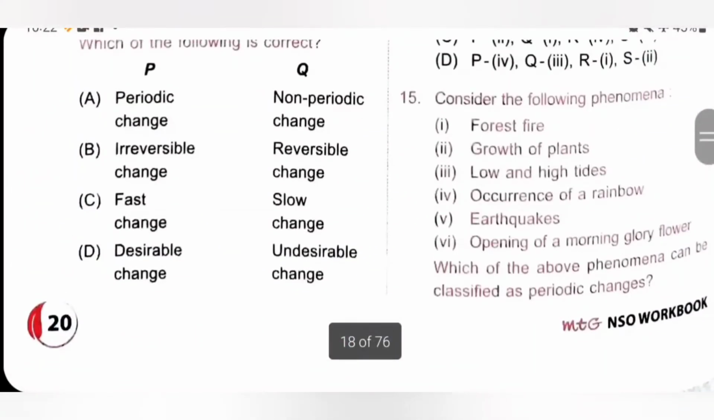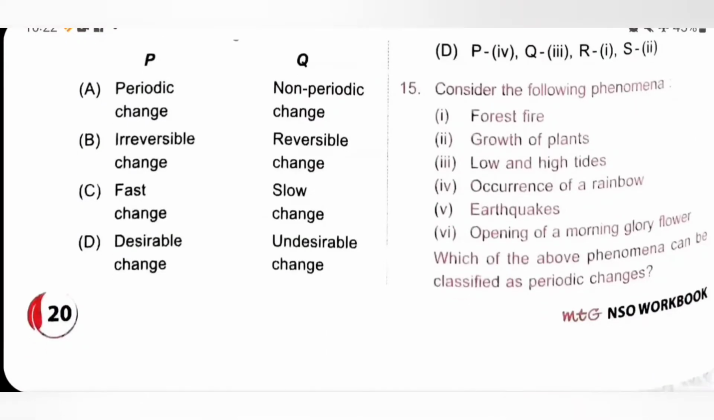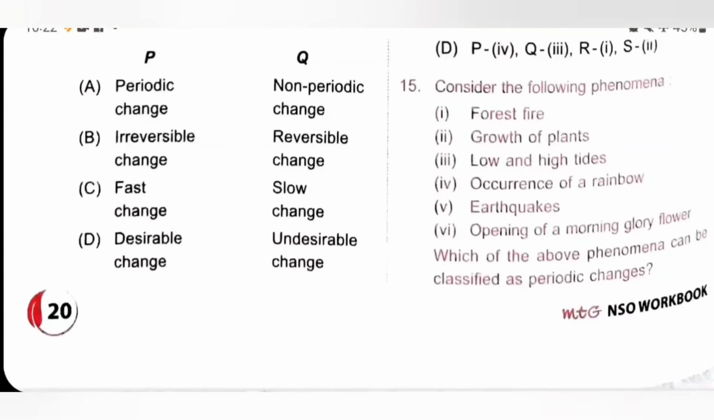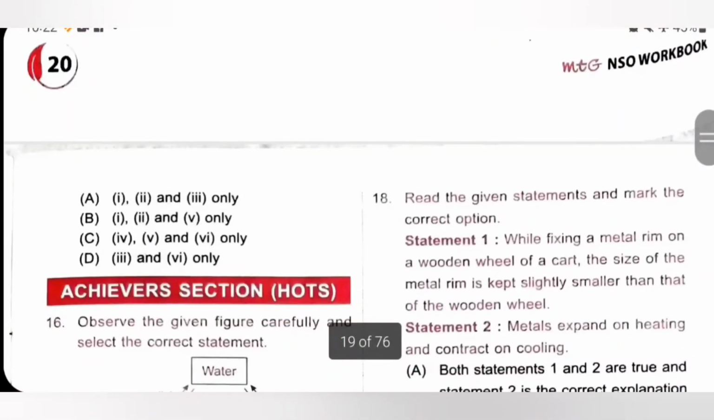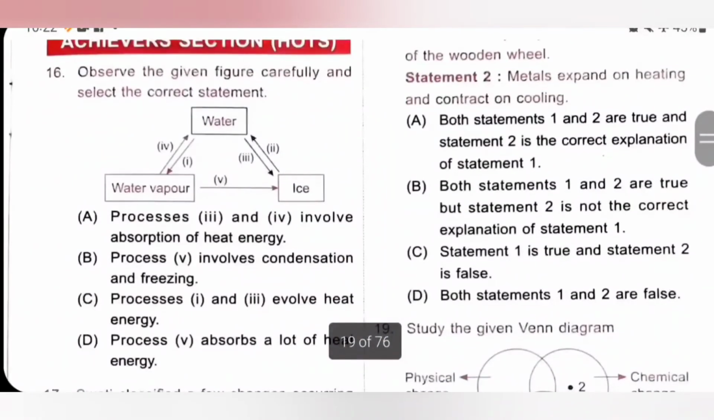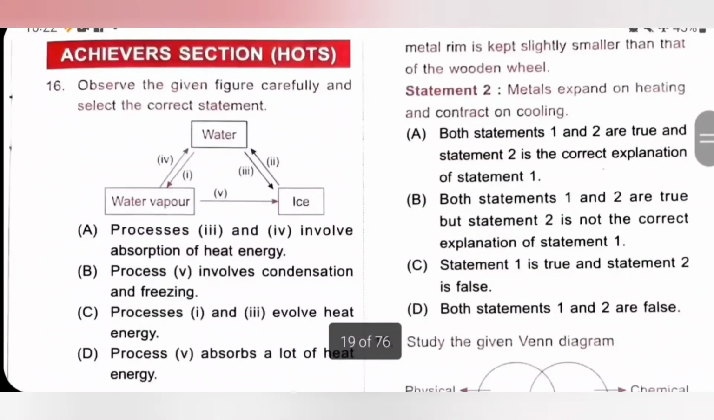Periodic changes are the changes which keep on repeating themselves after a regular period of time. So, low and high tides and the opening of a morning glory flower are examples of periodic changes. So, 3 and 6 only. That is option D, the correct answer. Option D. Next, achiever section.